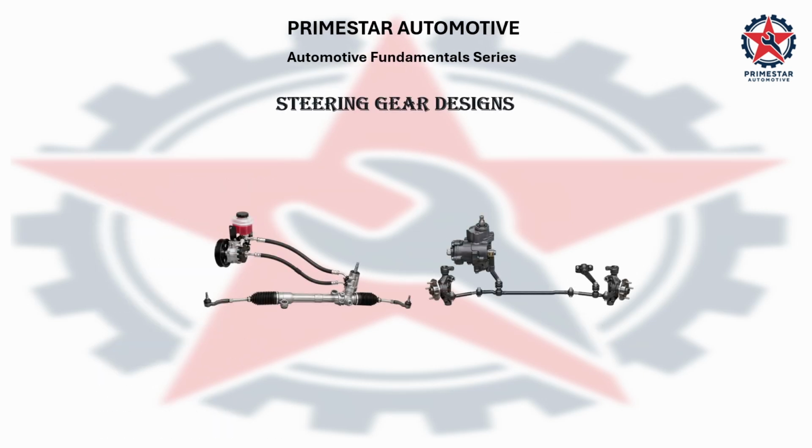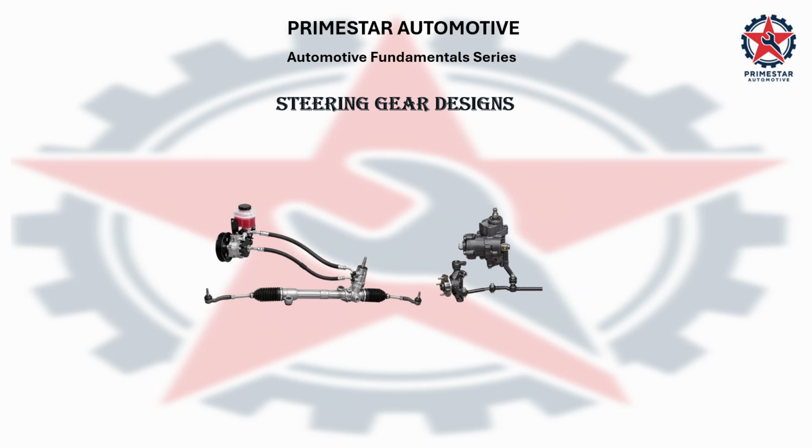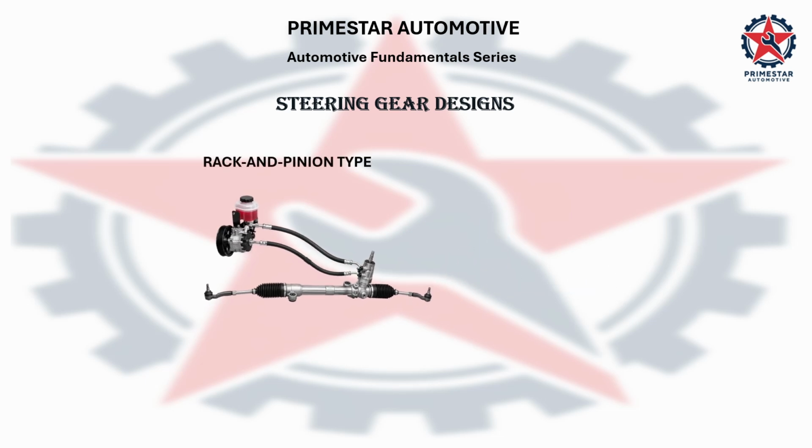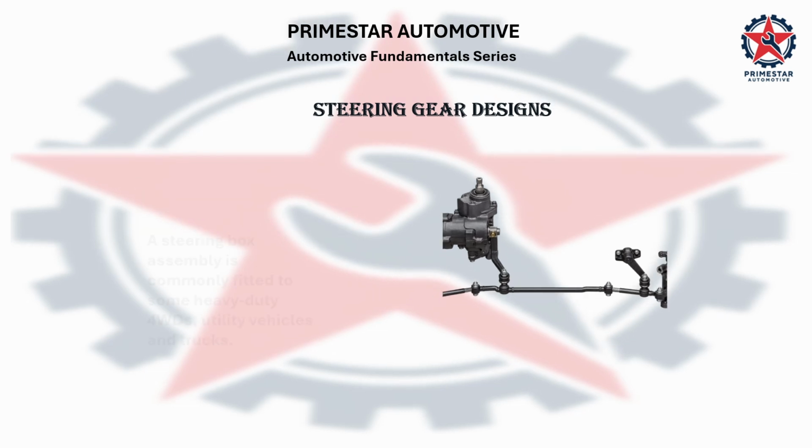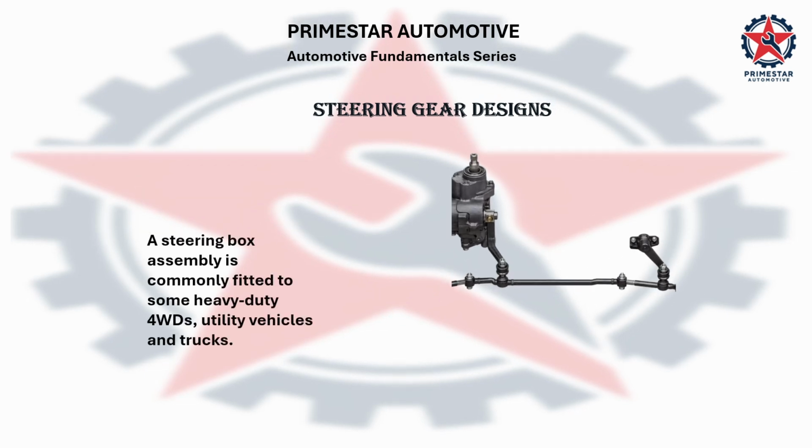Introducing the next component, the steering gear designs. In this lesson, we will identify two common steering gear designs. The first design is the rack-and-pinion steering, which is commonly used in modern vehicles. And the second design is the recirculating-ball steering gear, commonly called a steering gearbox assembly. A steering box assembly connects the steering shaft to a separate steering linkage. It is commonly found on some heavy-duty four-wheel drives, utility vehicles, and trucks.